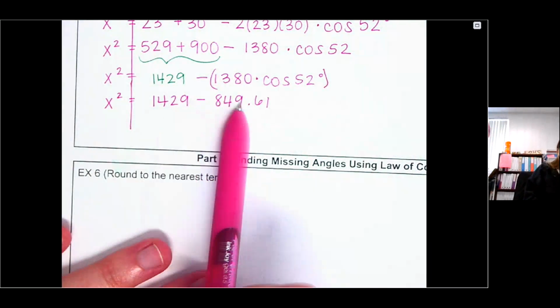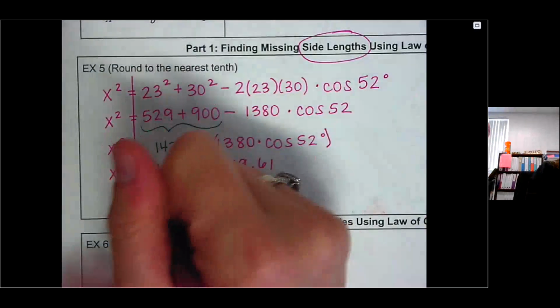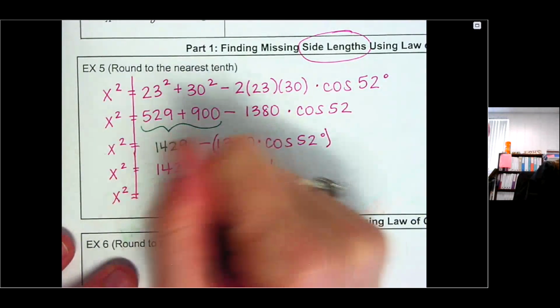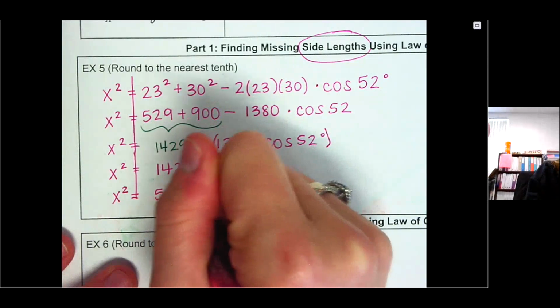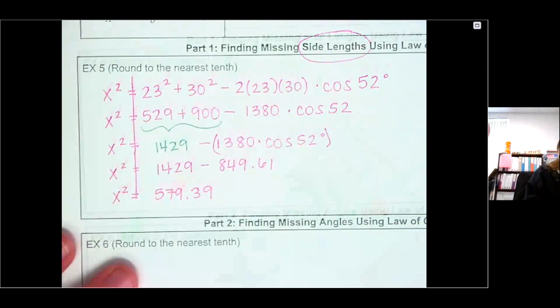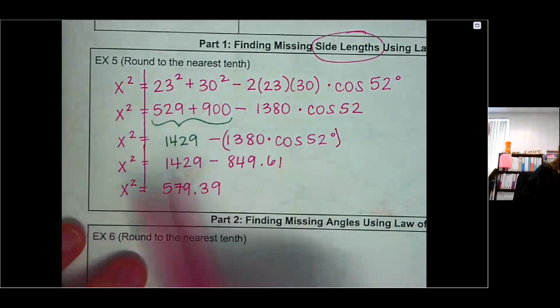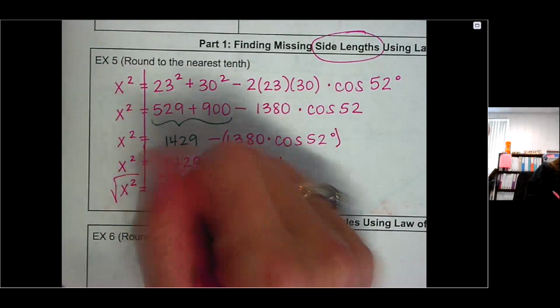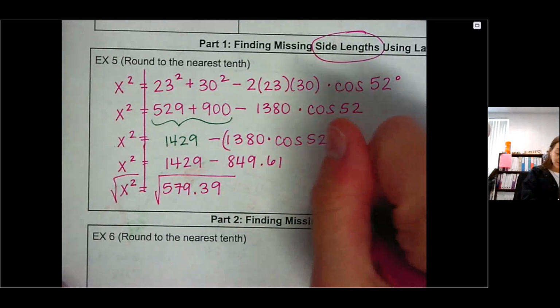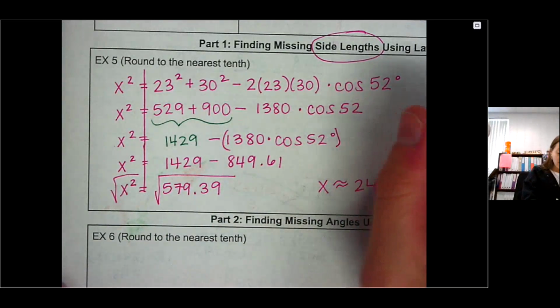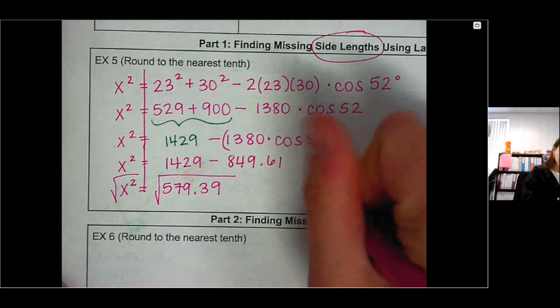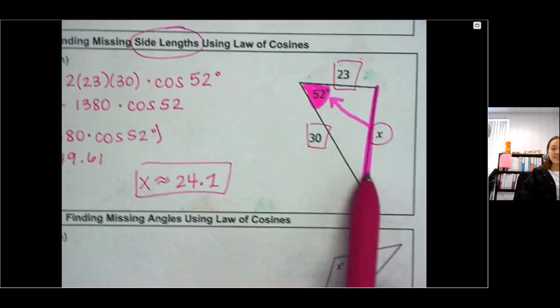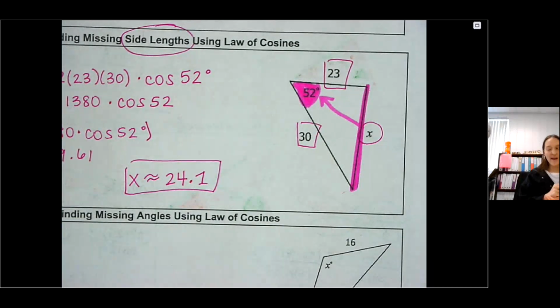Okay. My next step is to just subtract these two numbers. So I get x squared equals 579.39. And then my final step to get x alone, because this is squared, the opposite of squaring something is to square root. So I square root, and I get that x is about 24.1. So the length of this side of this triangle is about 24.1 units.